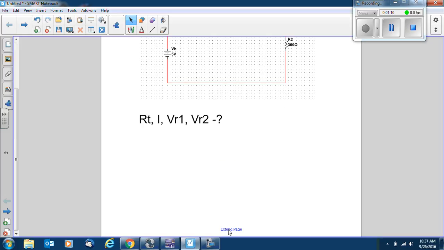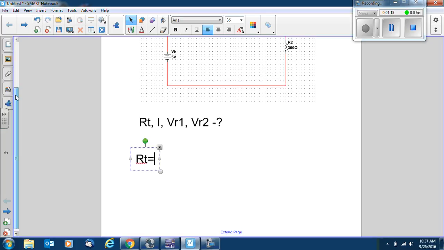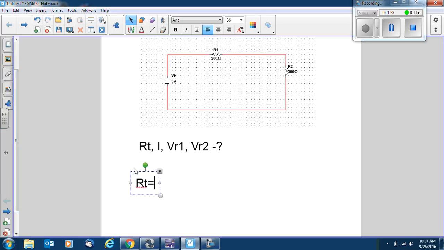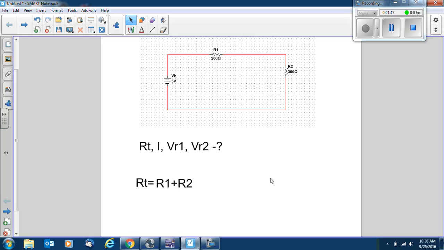Next one, I need to find the formula I will actually use. So I need the formula for R total. Well, this is just 2 resistors in series. I have R1 and R2, the one right after another, like beads on a string. So all I have to do is add them up. So that's going to be R1 plus R2. I can move this up. There we go. All right, I've got the formula I can calculate.